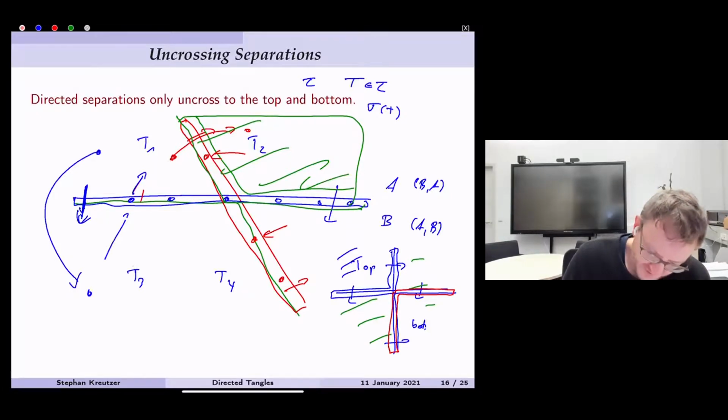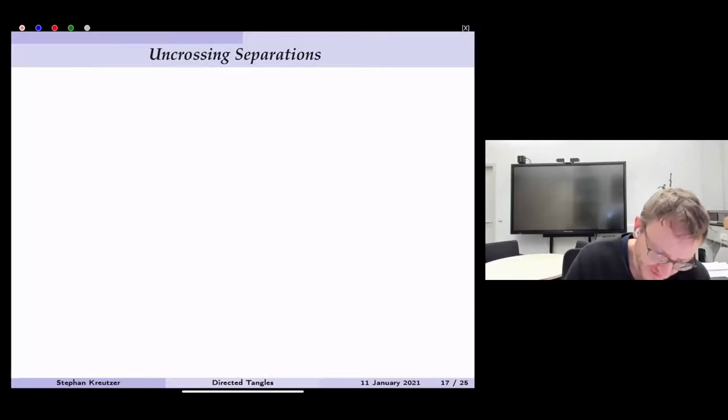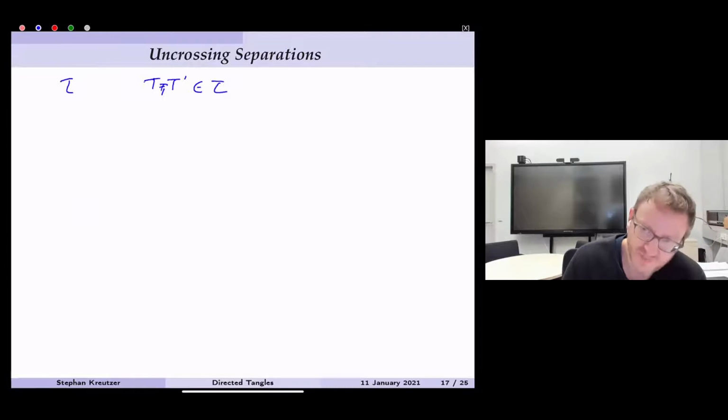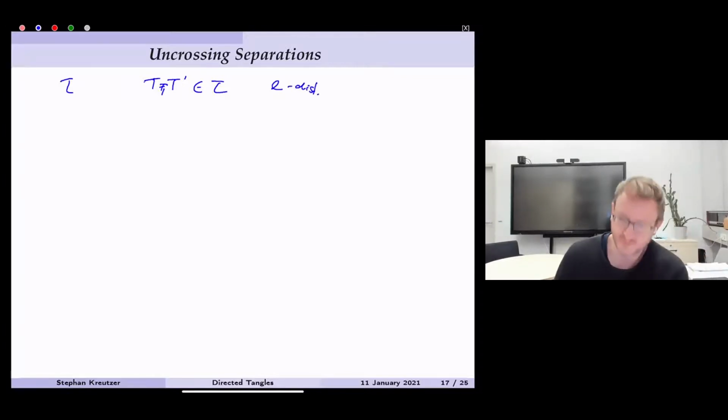Now, if you're in the particularly nice situation that we now have a set of tangles, and we know that every distinct pair of them, of course, is distinguishable by an order L separation, but not less. Yeah.